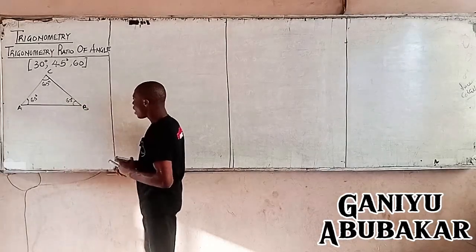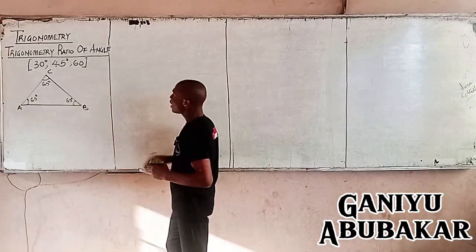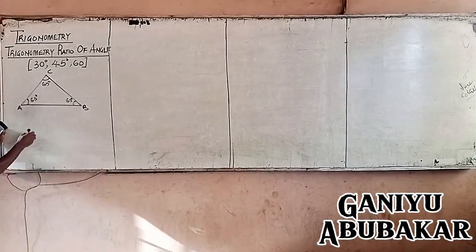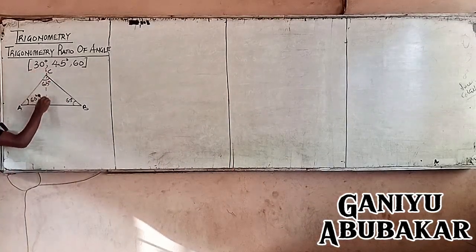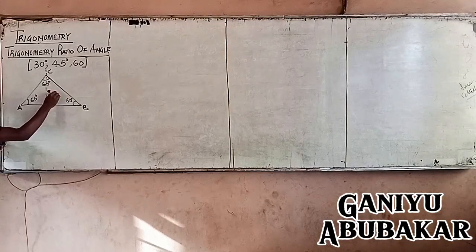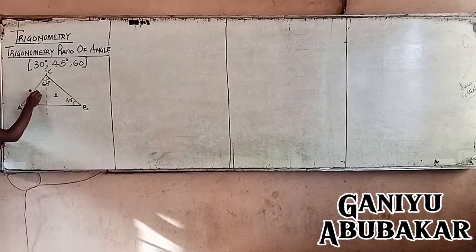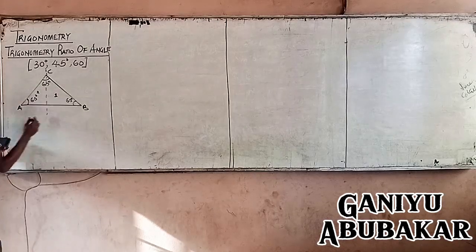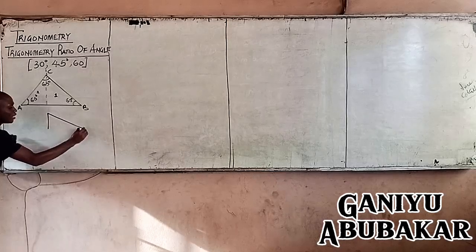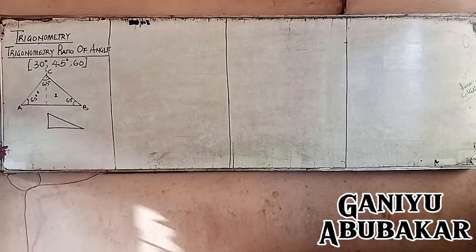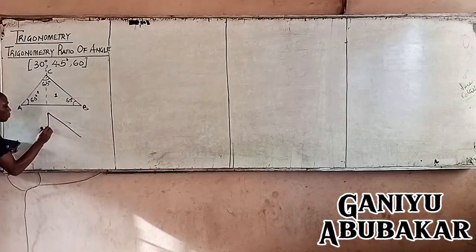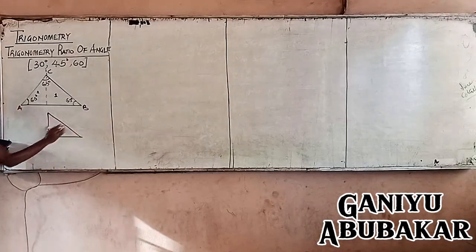Now I want to understand the concept behind this. Let's try to divide this triangle into two. If I divide this triangle into two, what do I get? Let's call this part 1 and this part 2. Drawing out part 1, I'll be seeing something of this nature.